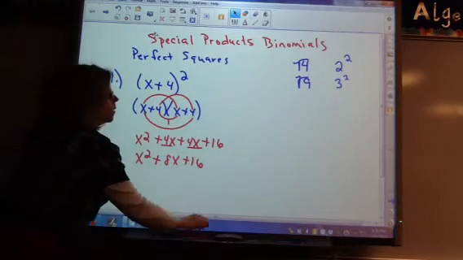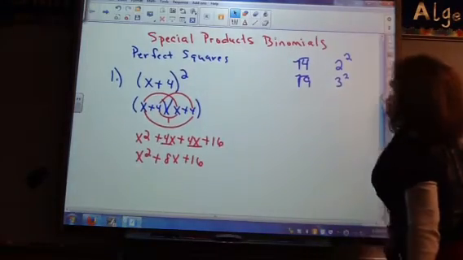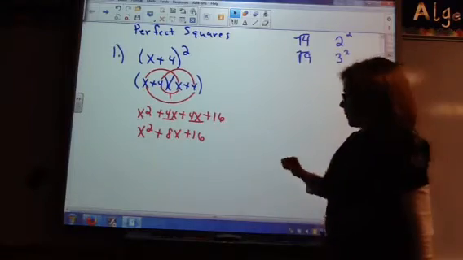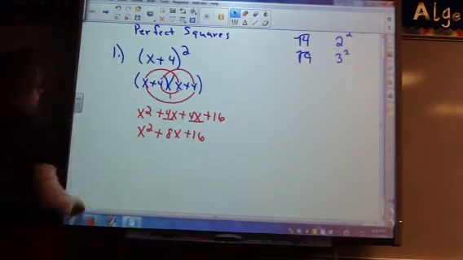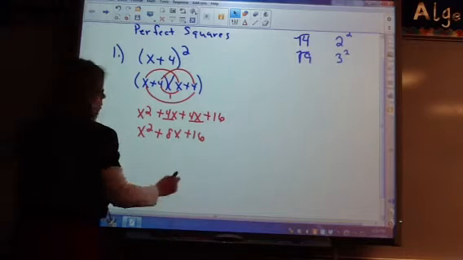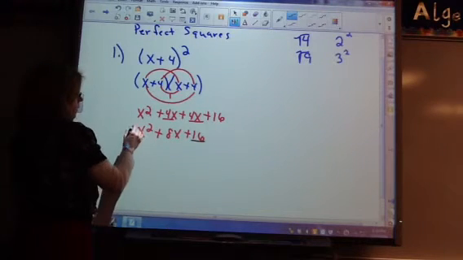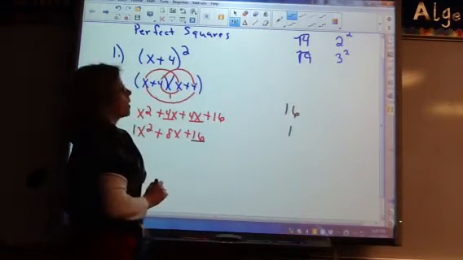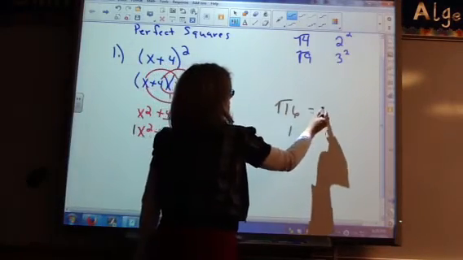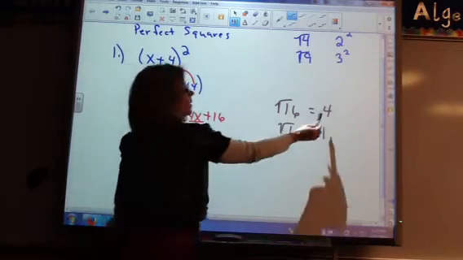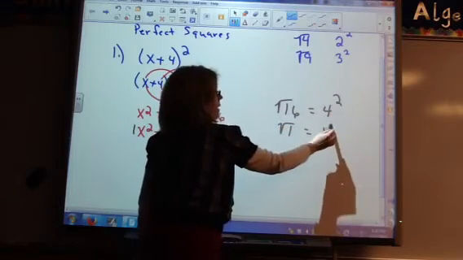Okay, so what we have here is we have multiplied out this perfect square, and we end up with x squared plus 8x plus 16. So what we're going to do is we're going to work this backwards. All right? So 16 is a perfect square, and we have 1 here, which is a perfect square. So let's look at that. What is the square root of 16? 4. And the square root of 1? 1. Because 4 times 4 is 16, and 1 squared is 1.